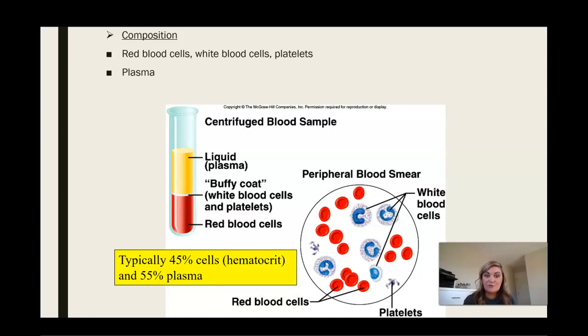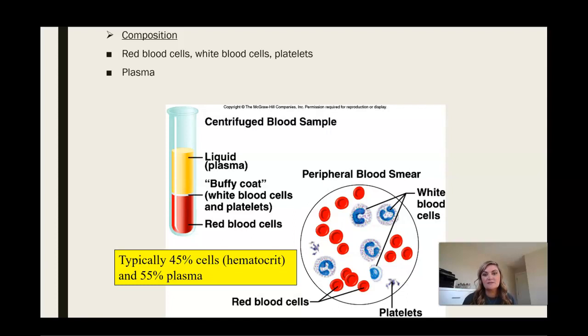Typically, 45% of that is going to be actual cells, and that's also referred to as your hematocrit. So when they look at the hematocrit, they're looking at the different types of cells there. And then 55% of the total blood sample is going to be plasma.